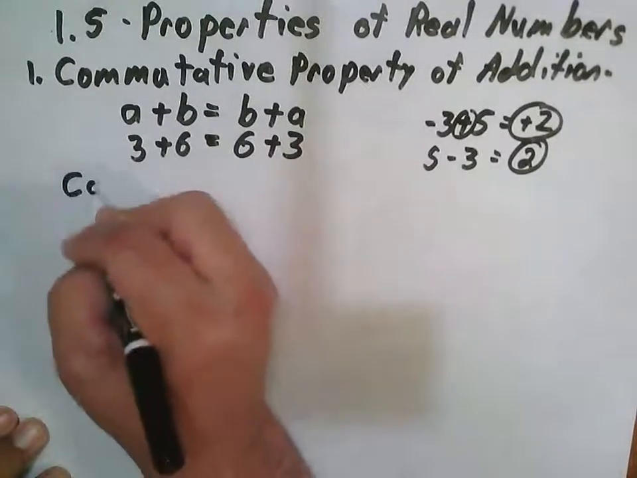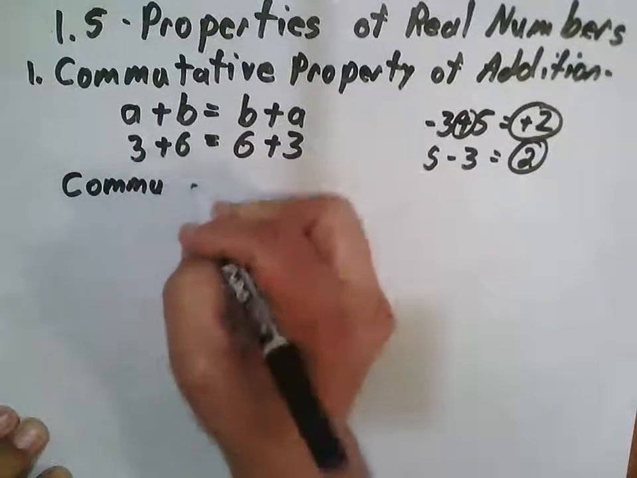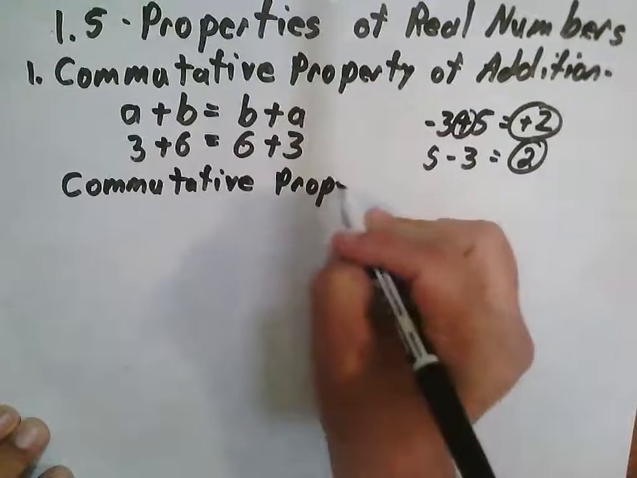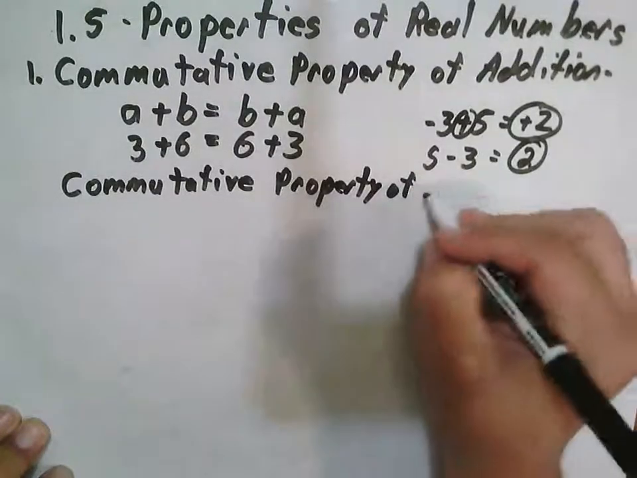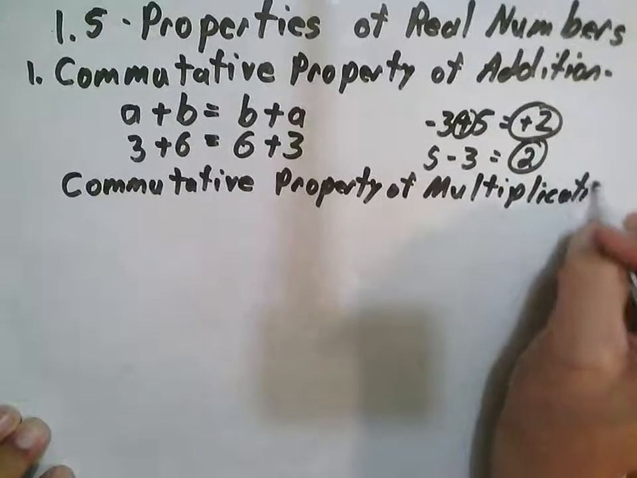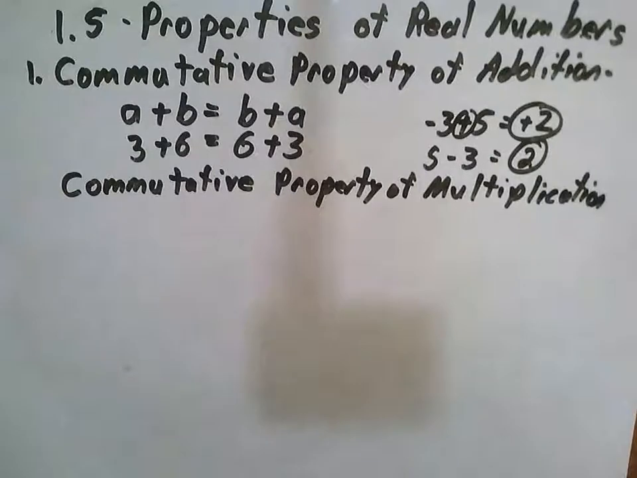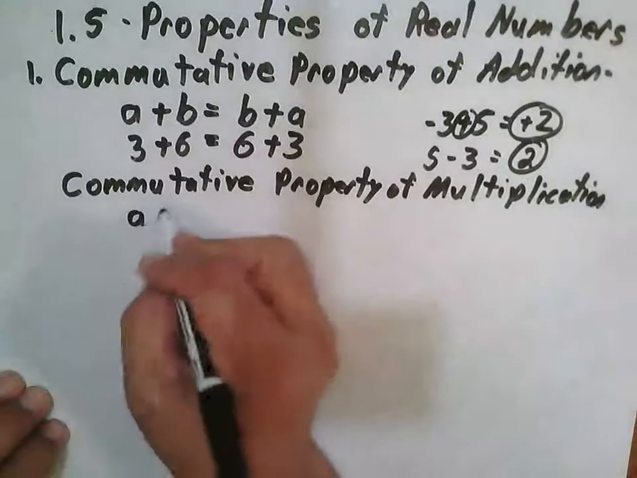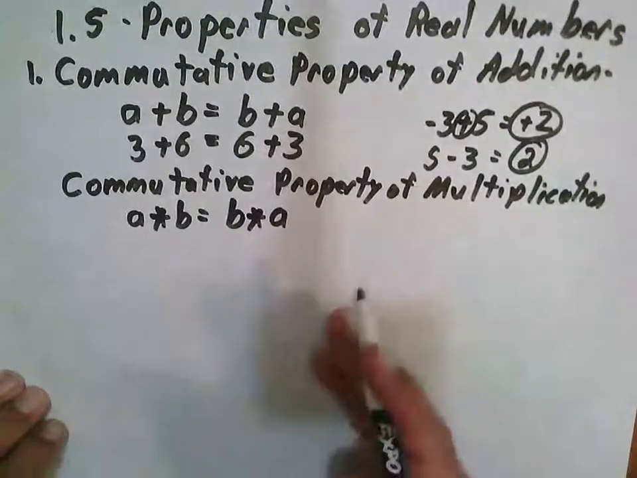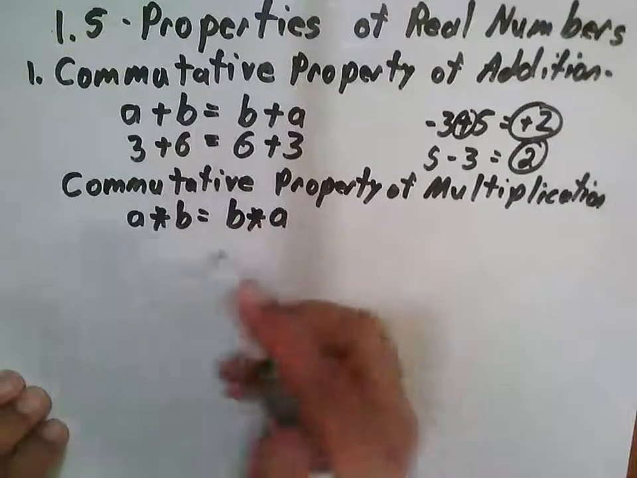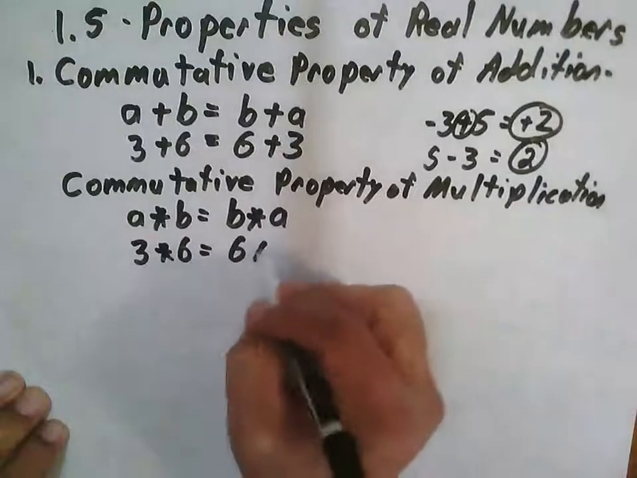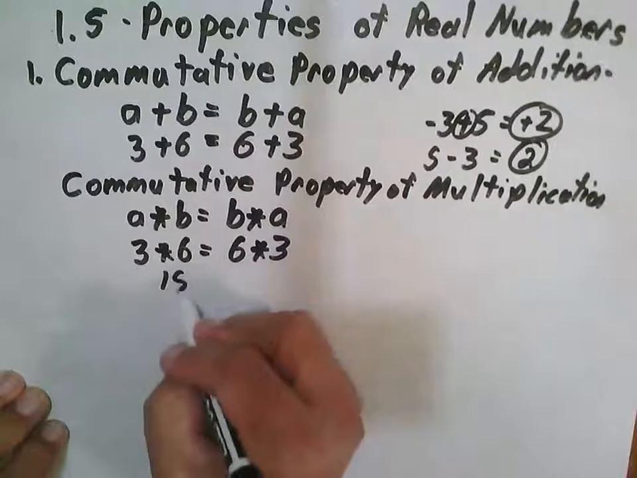The next one is a commutative property as well, but this one is the commutative property of multiplication. It is very, very similar. All it is telling you is that if I multiply A times B, it's the same thing if I multiply B times A. So once again, I'm going to substitute in numbers. I'm going to use the same numbers because we're already using 6 and 3. So that's basically telling you that 3 times 6 is the same thing as 6 times 3. If I multiply these, they're both going to give me 18.